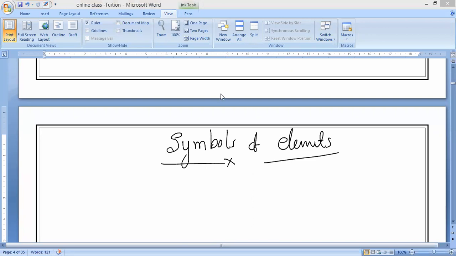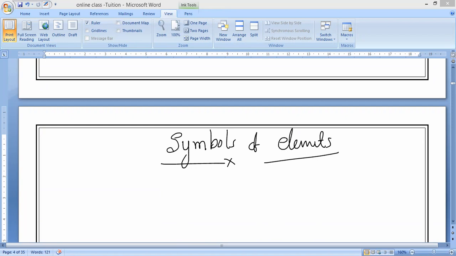So we cannot remember and we cannot write. It is difficult to write the name of the given element every time. So we will go with some symbols of elements. A symbol is a thing or a sketch or a letter, etc., which represents or stands for something else. Do you understand, guys?